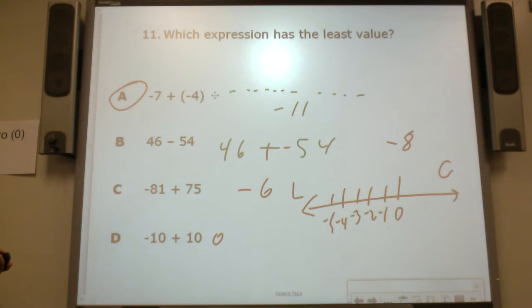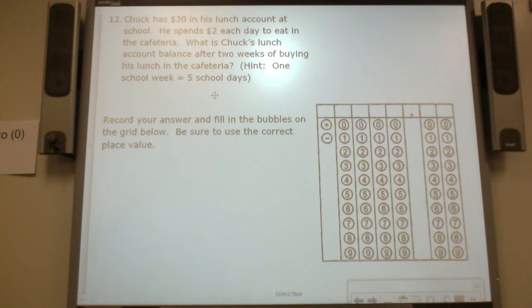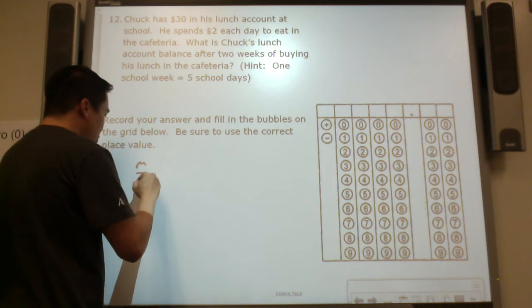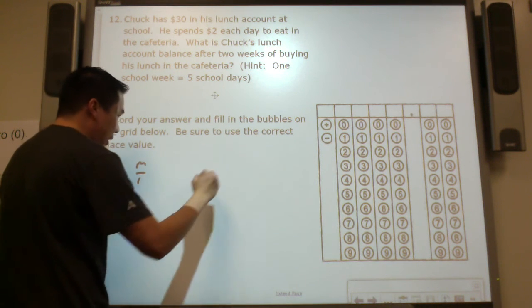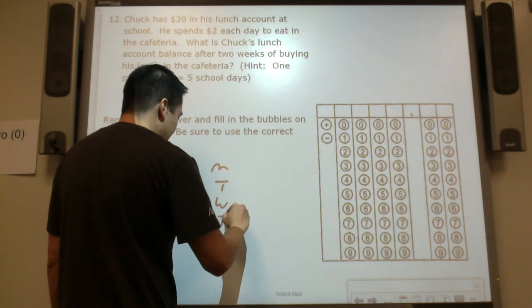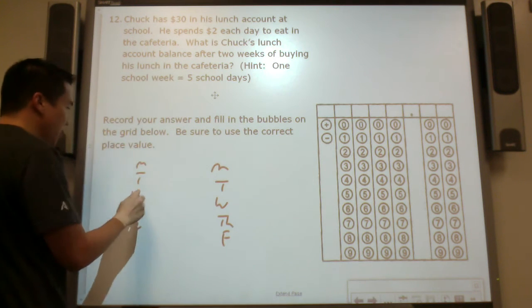Number 12. Chuck has $30 in his lunch account at school. He spends $2 every day to eat in the cafeteria. What is Chuck's lunch account balance after 2 weeks of buying his lunch? One school week has 5 school days. So Monday, Tuesday, Wednesday, Thursday, Friday. In the first week, he spent 2.